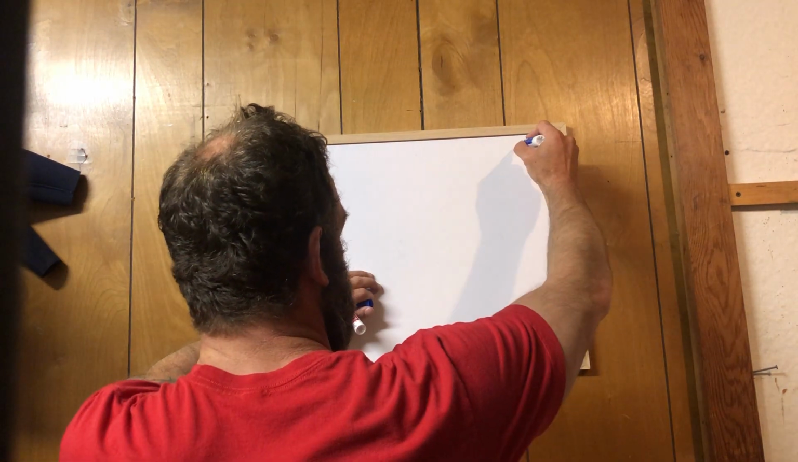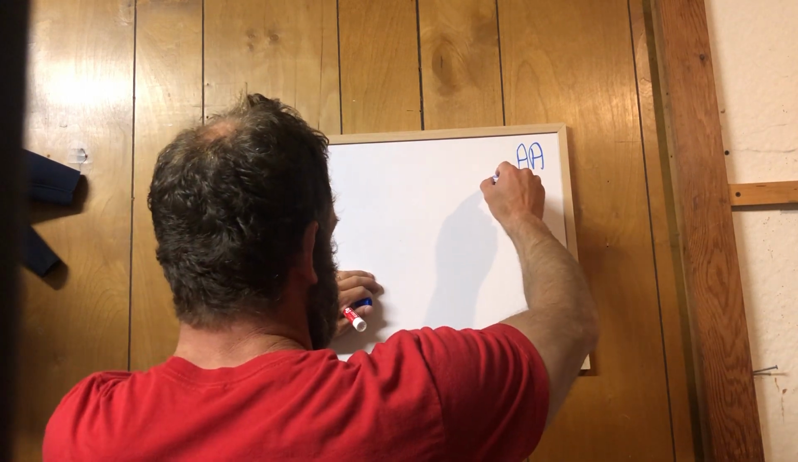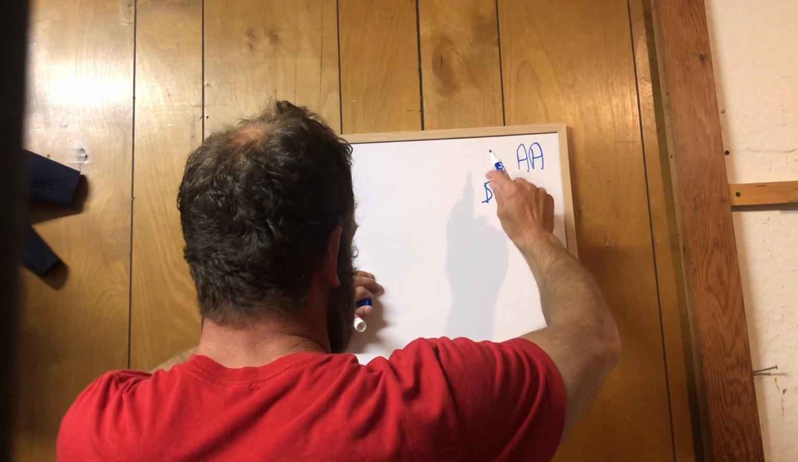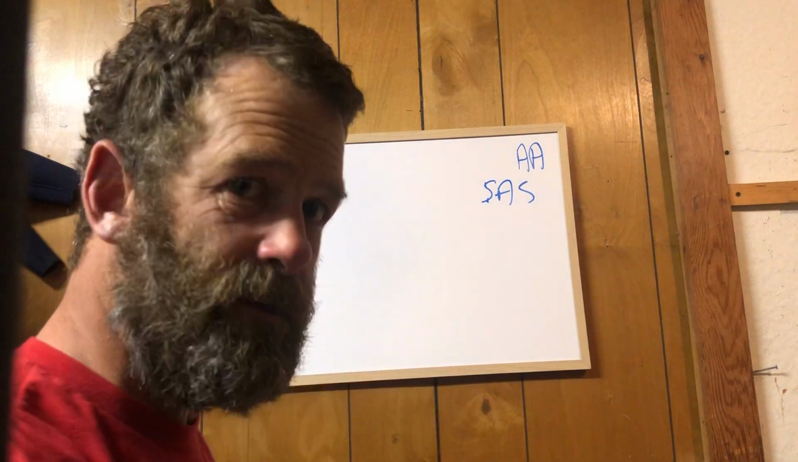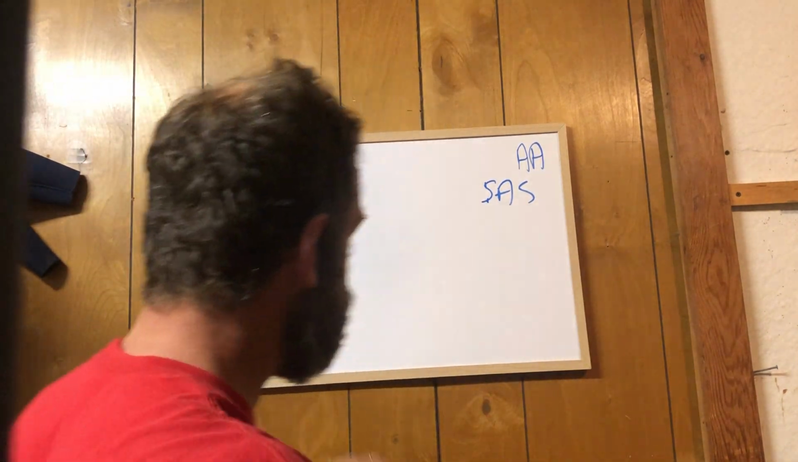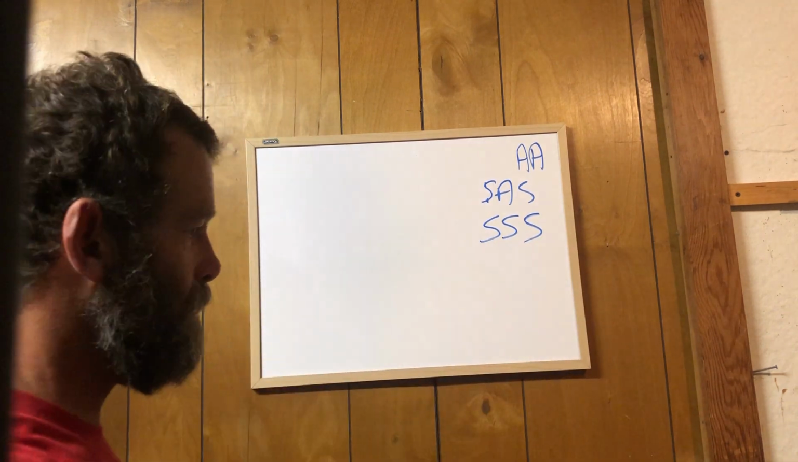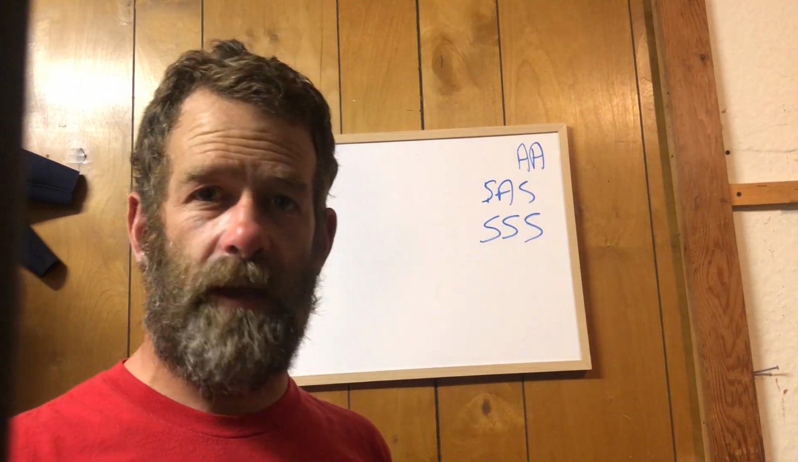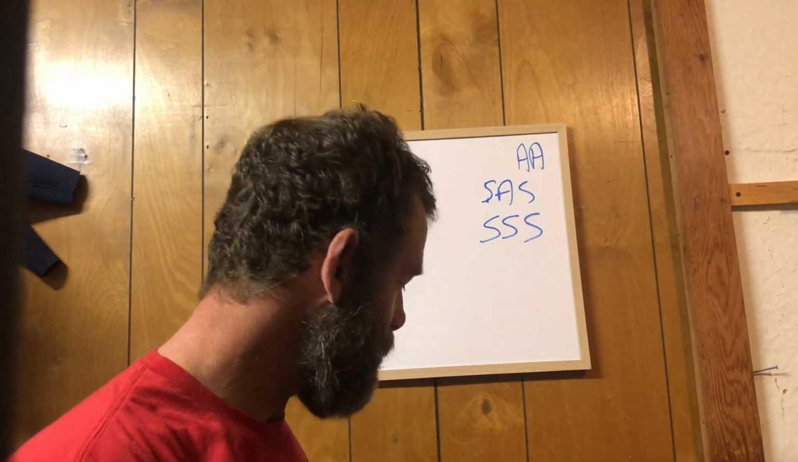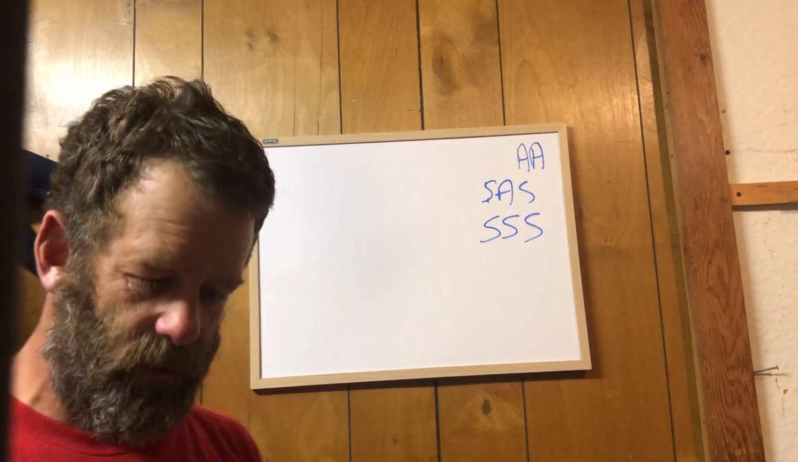Number one, AA is a conjecture that makes triangles similar. Number two, side, angle, side is another conjecture that makes two triangles similar. And then the third is side, side, side. Those are the three conjectures that make the triangles similar. Now, what we're going to be talking about today is parallel lines and how they make triangles similar.